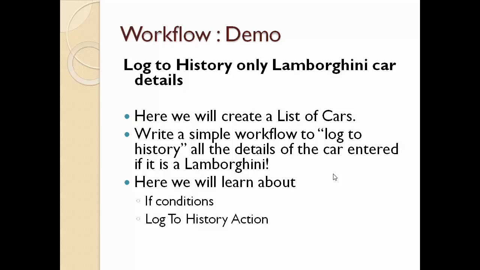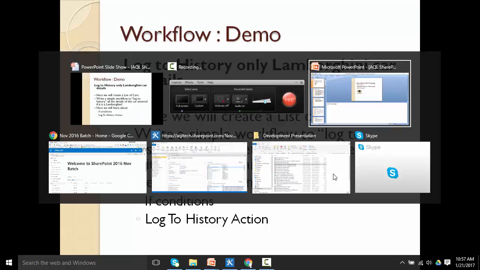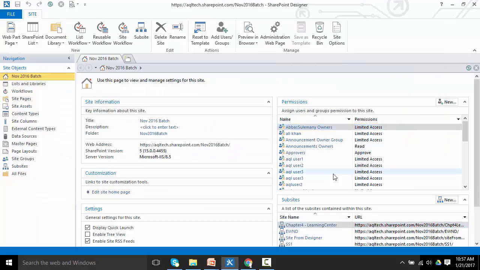So now we need to understand for the most part how the if condition works. The user is going to enter cars in the list, and the workflow is going to check if this car is a Lamborghini. If it's a Lamborghini, it's going to write to the history list that the user just entered a Lamborghini. So let's go ahead and start developing this workflow.